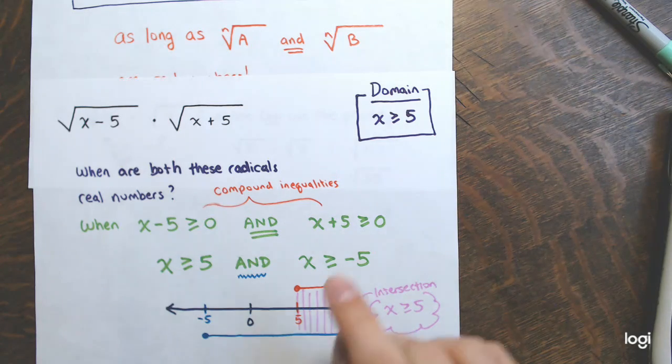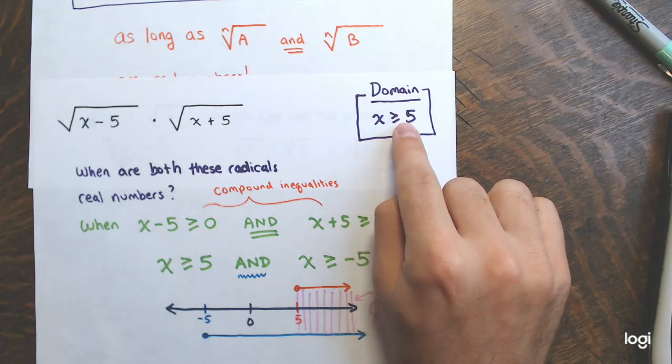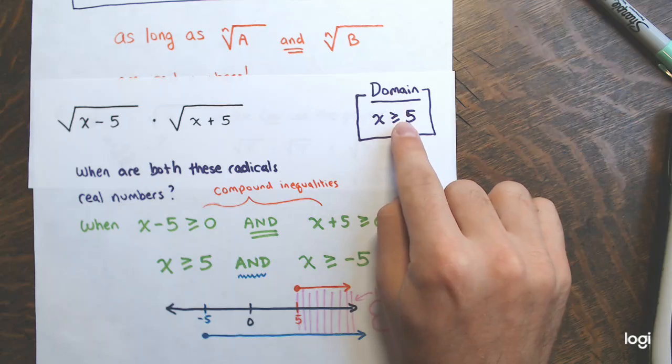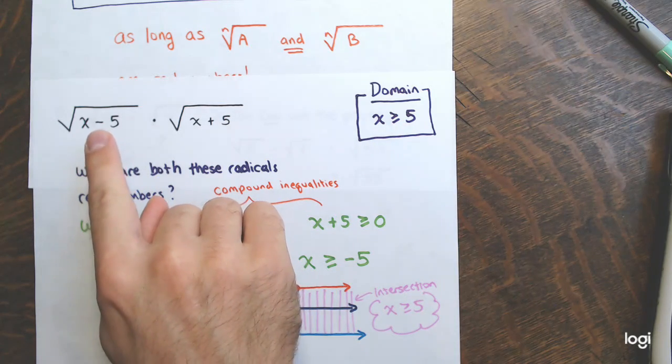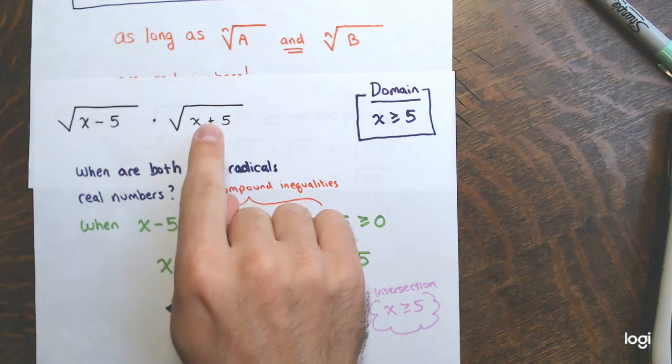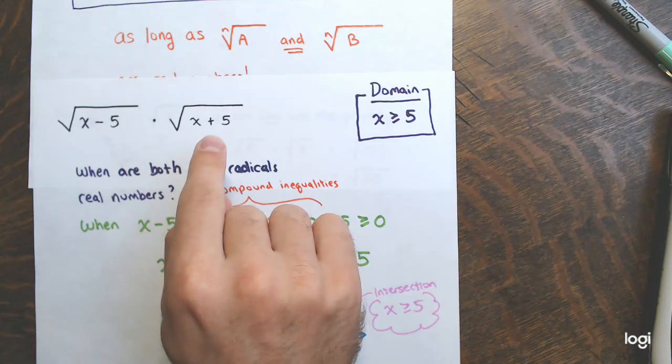Right? Because think about it. Try it out. Plug in a number 5 or greater, like 6. 6 minus 5 is positive 1. 6 plus 5 is a positive 11. And they're both real.